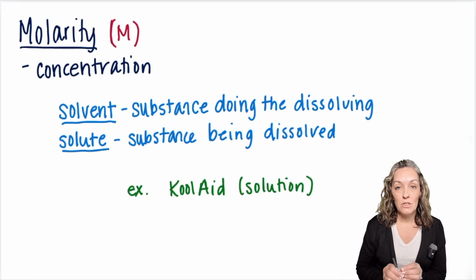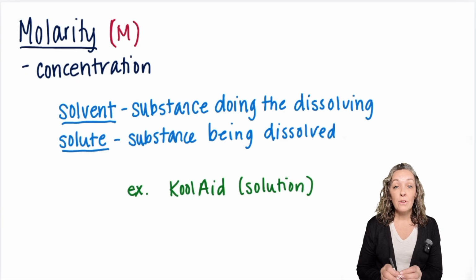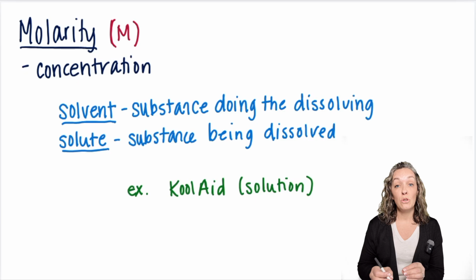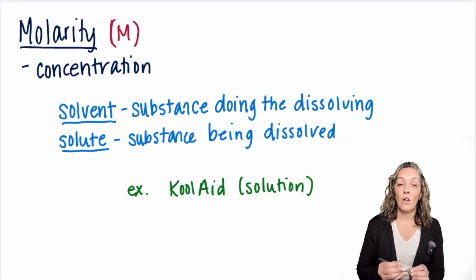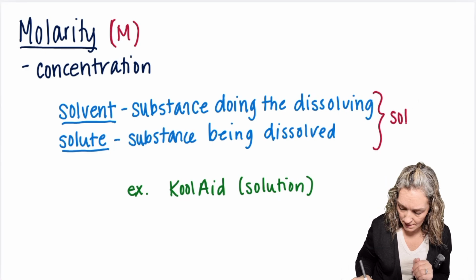There are two important terms that we need to know when we're talking about concentration. The first is solvent. The solvent is the substance that is doing the dissolving. The solute is the substance that is being dissolved. Together, these two components make up a solution.